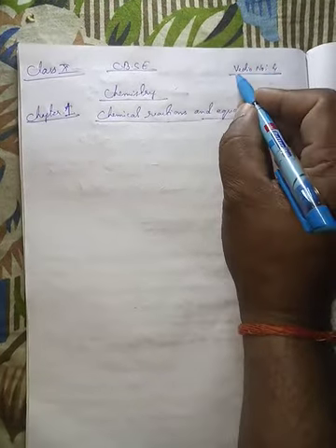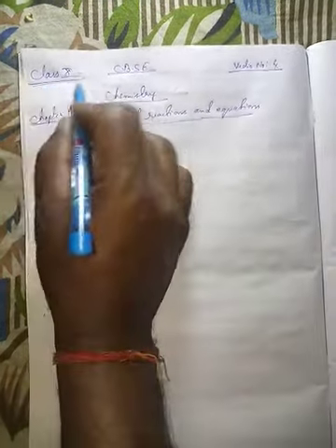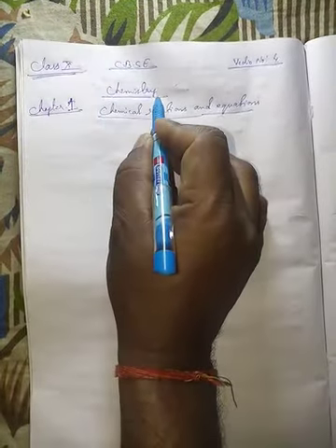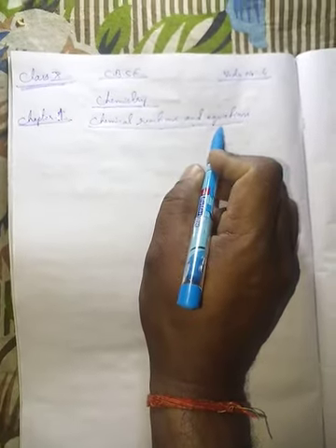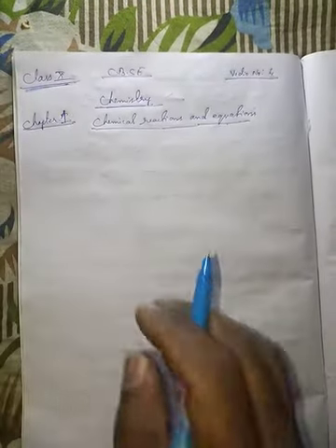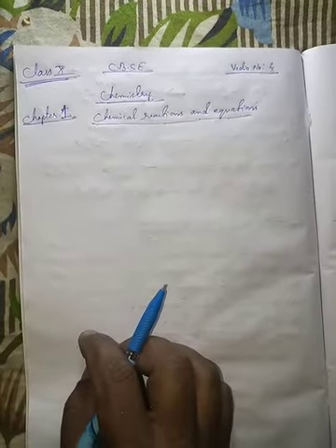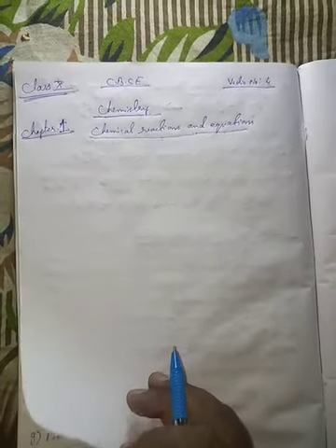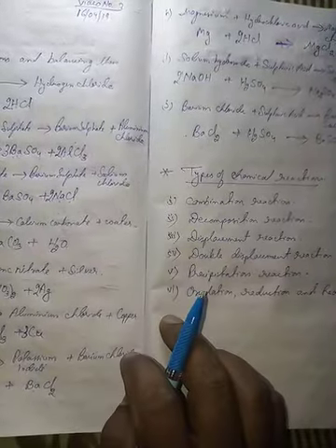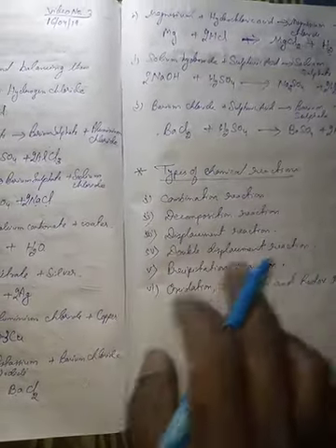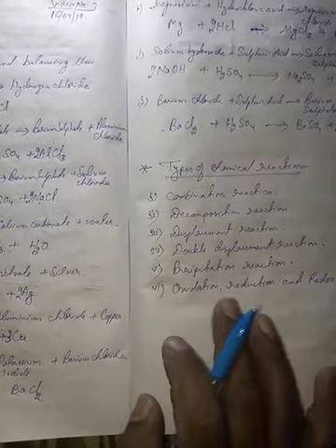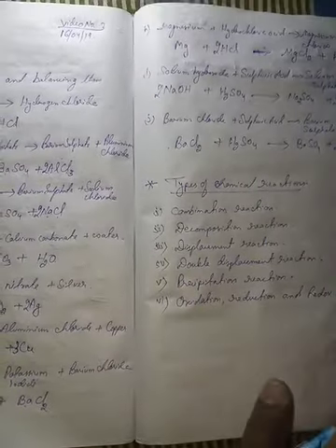Welcome friends to video number 4 of class 10th subject chemistry, that is chemical reactions and equations. Today we are going to discuss different types of chemical reactions. In the previous video we have already discussed that there are 6 types of chemical reactions: combination, decomposition, displacement, double displacement, precipitation and oxidation, reduction and redox reaction. Today we will discuss one by one.